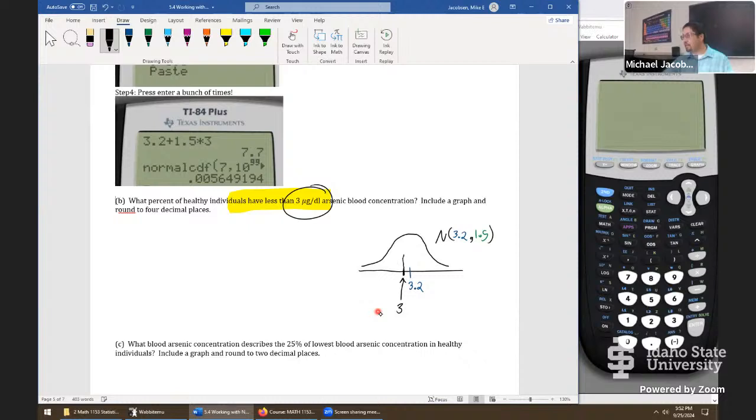So here's 3. Now this says less than 3 micrograms per deciliter. It means we're shading to the left. So let's say that right here, just for a paper trail in the notes. Shade to the left. So here's our shading going this way. Kind of lazy shading, but it does the job, doesn't have to be perfect.